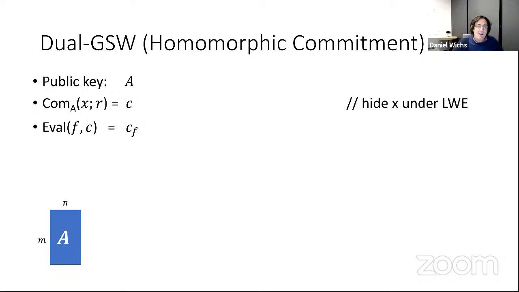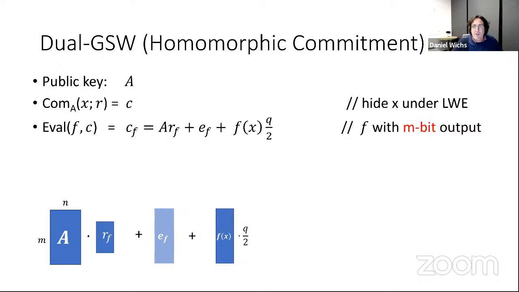Now I want to tell you a little more about the form of this evaluated commitment C_f. Here I'm going to think of a function f with m-bit output, so not just one bit but several bits, where m is the height of the matrix A. The commitment C_f, this evaluated commitment, has the form of an LWE sample, A times r_f plus e_f. So this is just an LWE sample with respect to the matrix A, plus the function output f of x times q over 2.